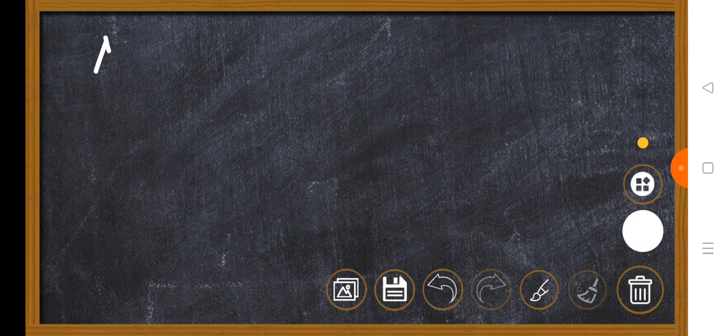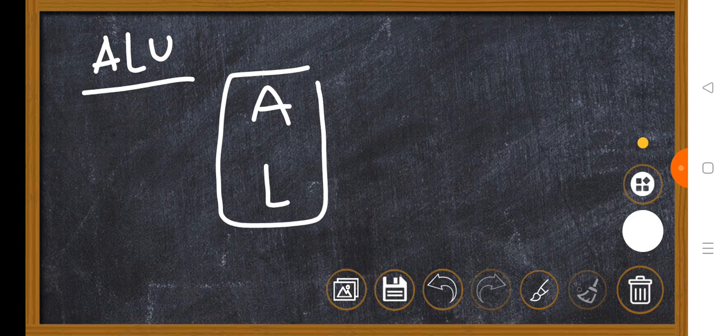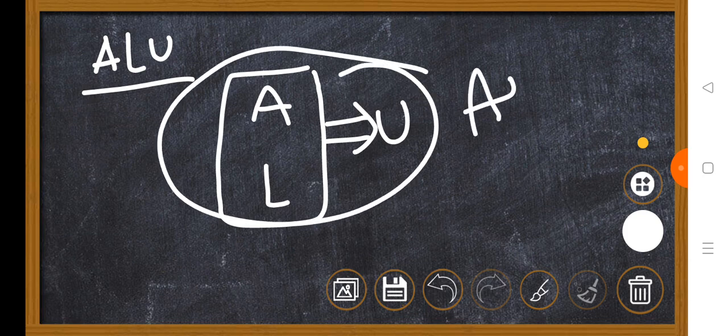Let's start with ALU. ALU is nothing but arithmetic and logical unit. It consists of two parts, arithmetic part and logical part. These two parts must be considered as a single unit. This represents ALU. Is it clear?